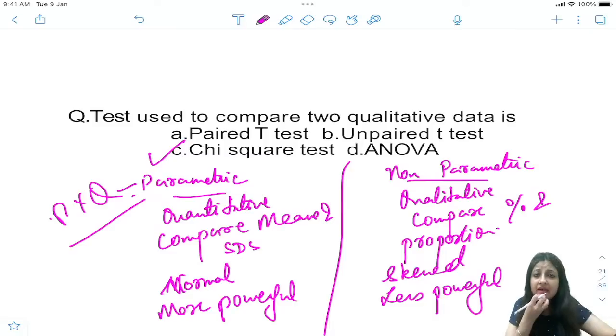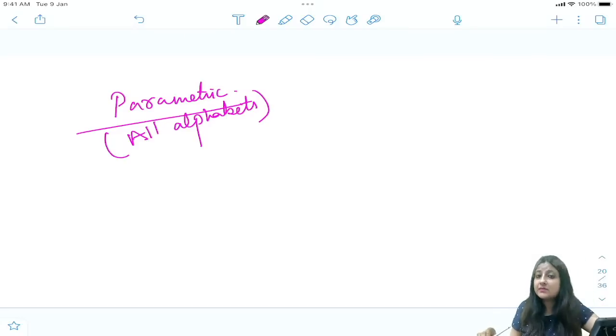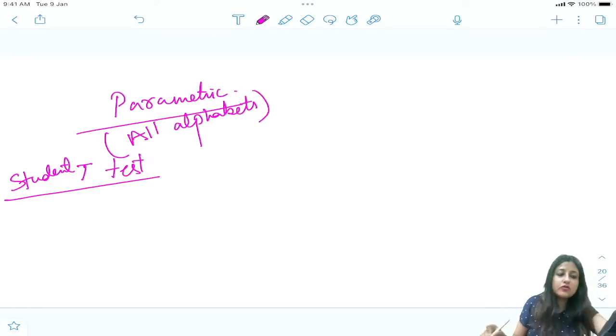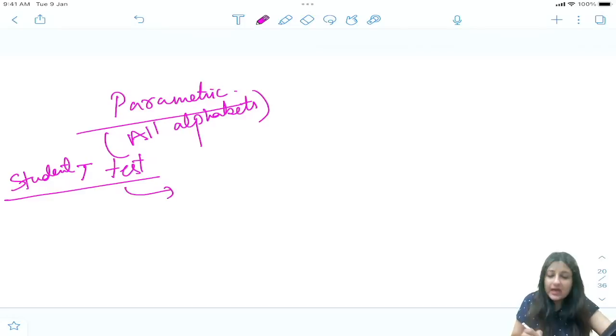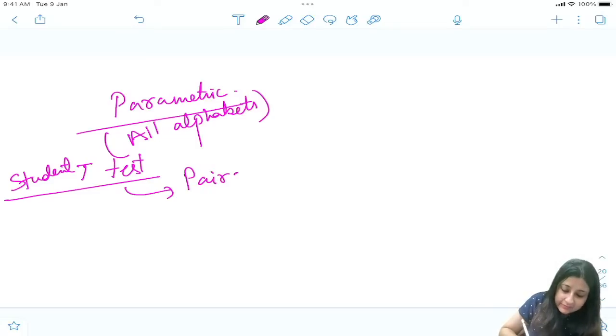Theek hai? Ab, since your exam is very near, you need to remember the names of a few tests. Not a lot, but yaad rakho, parametric. SD is standard deviation. Student t test. There was a person whose name was Student. He discovered what was known as student t test. Now many of you ask, ma'am, t test is paired or unpaired? It's both. Student t test can be either paired type or unpaired type.